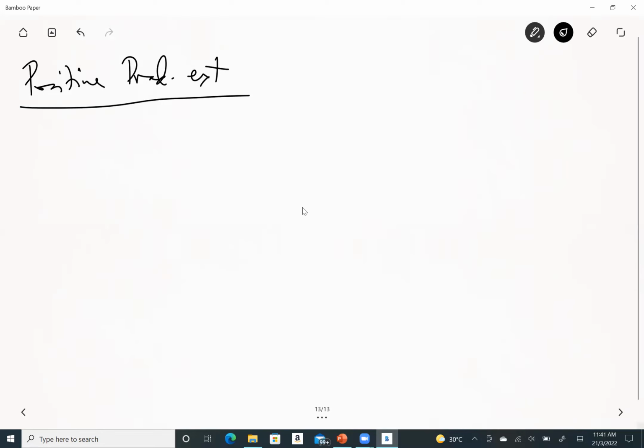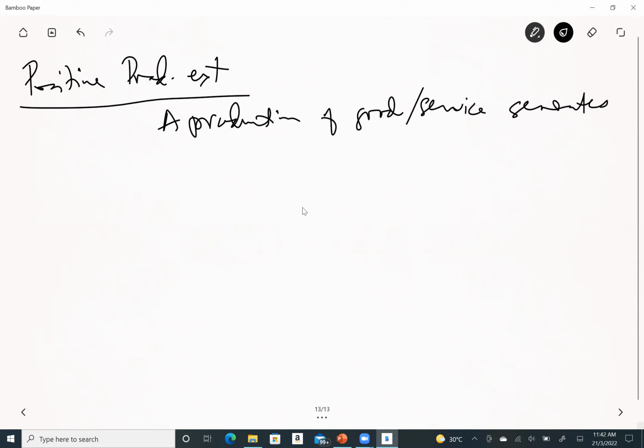So here, production of a good or service generates benefit, and does not incur cost. It generates benefits to third parties, that is, the people that are not involved in the transaction.